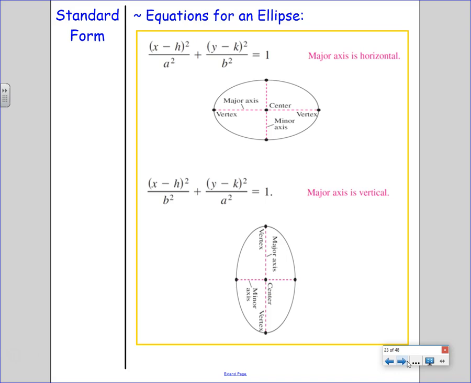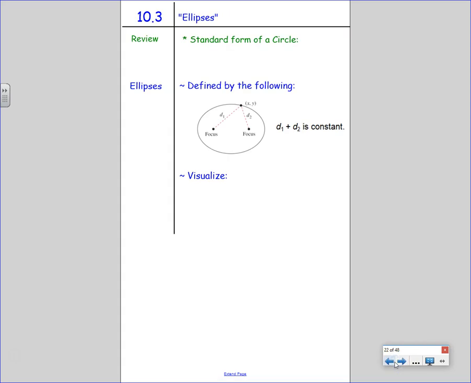And that's what this visualization is trying to show you on the first page. The construction of an ellipse is such that D1 plus D2 is constant. Wherever the point is on the circle, it's kind of like a string where D1 plus D2 is the length of the string that you're using. And then with the slack, you're actually drawing the ellipse.